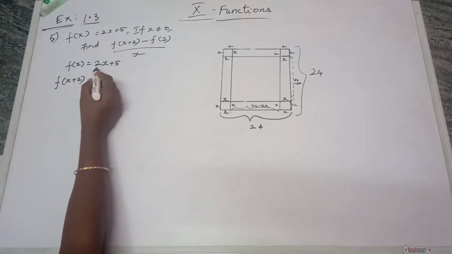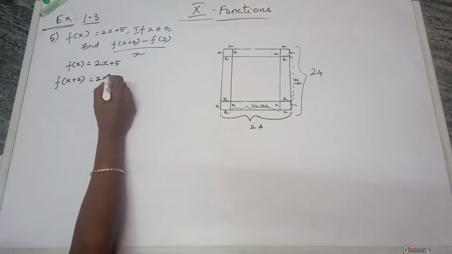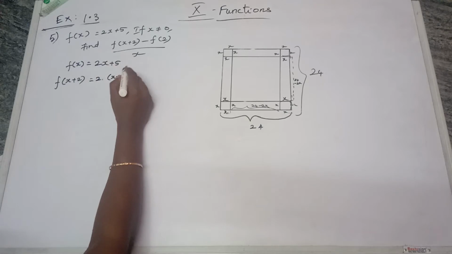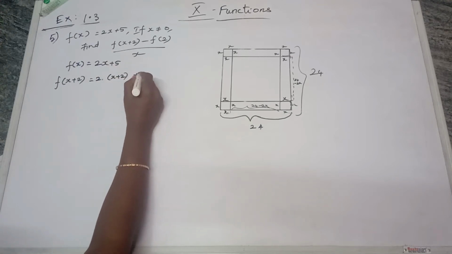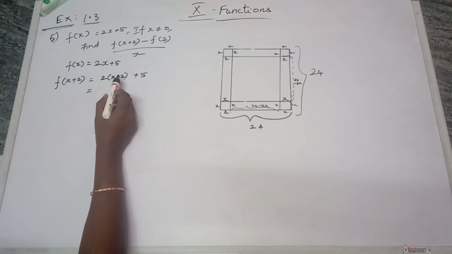Okay, so here 2 into, because in between 2 and x multiplication is there, so 2 into, instead of x we have to substitute x + 2. So here, 2 into (x + 2) plus 5. Okay, so here this 2 is in multiplication, so it is common for these two elements inside the bracket. So you have to multiply.